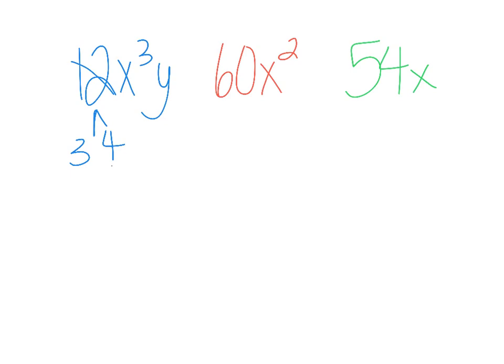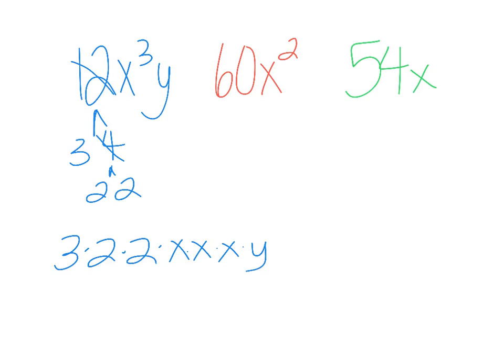3 is a prime number. We can't break that down further, but 4 we can, into 2 times 2. So I'm going to cross out my 4. So 12x cubed y becomes 3 times 2 times 2, because that's still 12. 3 times 2 is 6, 6 times 2 is 12. X cubed is 3 x's and then a single y.